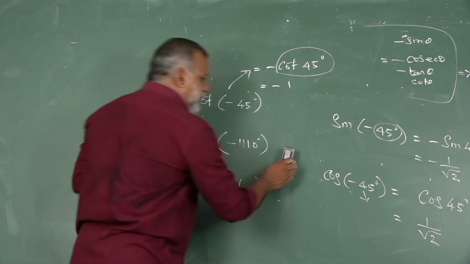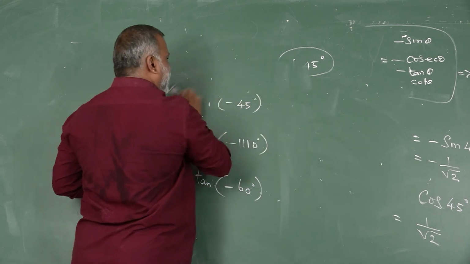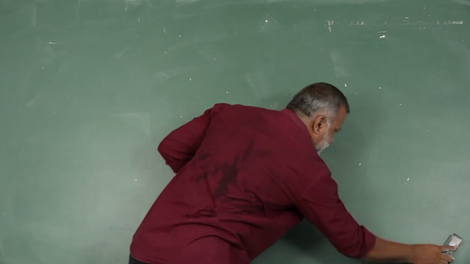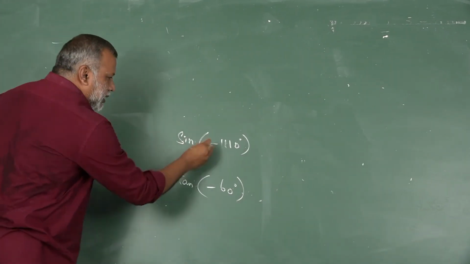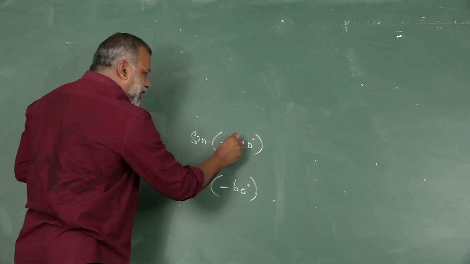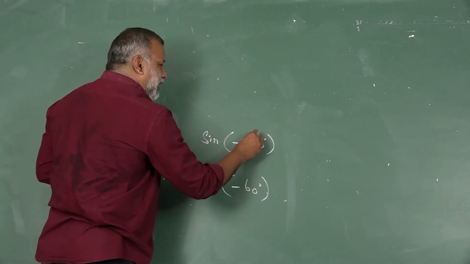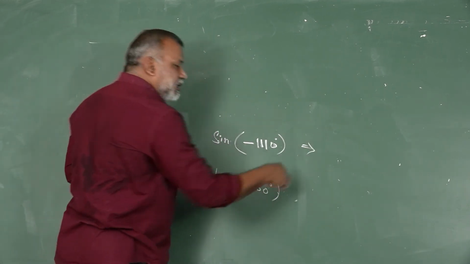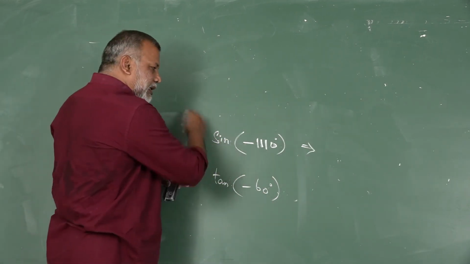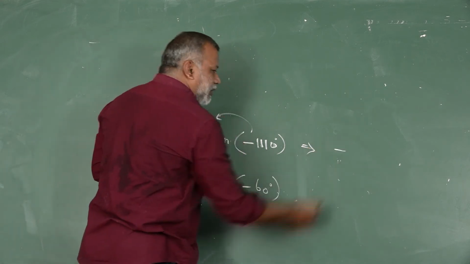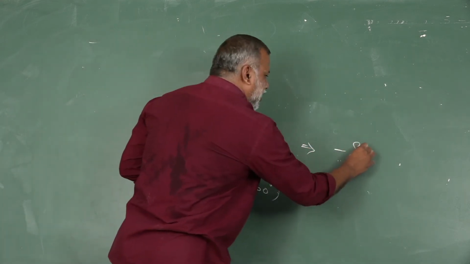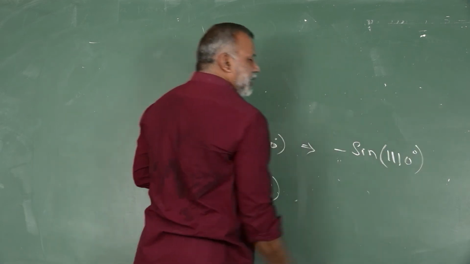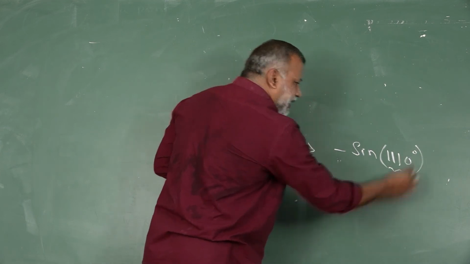See question number 5. Sin of minus 1110 degrees. From the data, sin emits a negative, so the negative comes out. It will be minus sin of 1110 degrees.